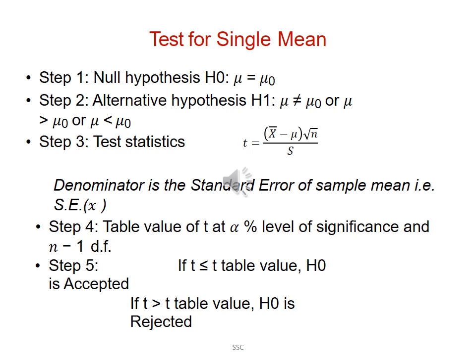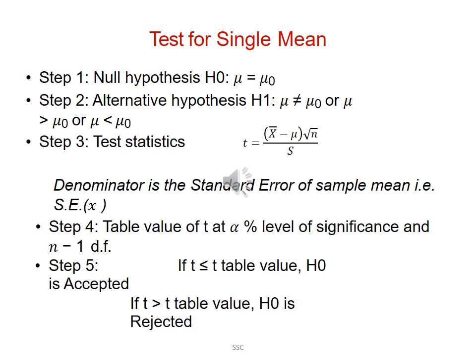T-test for single mean. The first step, we should write the null hypothesis. Mu is the population mean. We should compare the population mean and sample mean. The alternative hypothesis is just the opposite of the null hypothesis. The null hypothesis states there is no significant difference between the population mean and sample mean. The alternative hypothesis will be there is a significant difference between the sample mean and population mean.